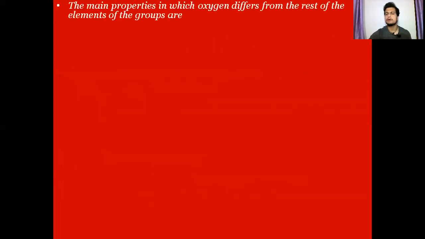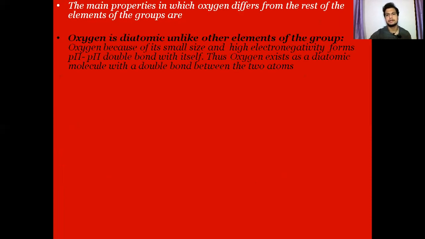So the main properties in which oxygen differs from the rest of the members are, the first one, very similar to nitrogen: oxygen is diatomic. Unlike other elements of this group, oxygen is the only one which exists as O2. The other members do not exist as O2; for example, sulfur exists as S8, octaatomic. Why is it so? It is because of the small size and high electronegativity, where oxygen is able to form a p-pi double bond.